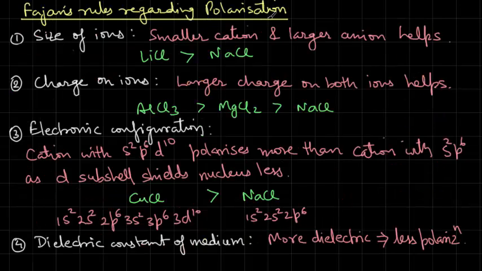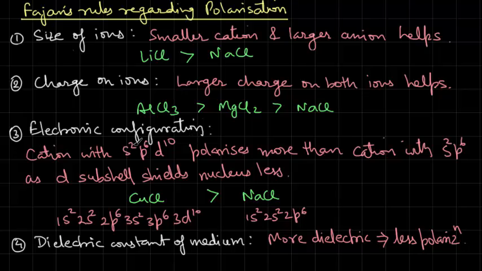Fajan's rules regarding polarization. These are some factors on which the polarization depends. Size of the ions: smaller the cation, larger the anion helps. That's why LiCl is more polarized than NaCl. Charge on ions: larger charge on both ions helps. So AlCl3 will be more polarized than MgCl2, than NaCl.